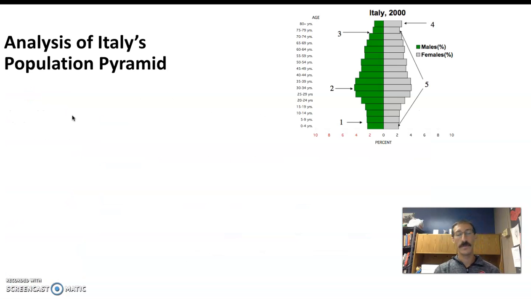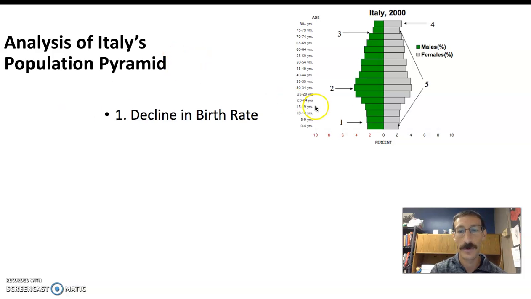So going more in depth within Italy's population pyramid, and again, we'll talk more about this in class, there are 5 things to look at. One, there is a decline in the birth rate, hence why you don't see a whole lot of kids. Every 5 years, fewer and fewer kids are being born. Okay, there is a baby boom at number 2.